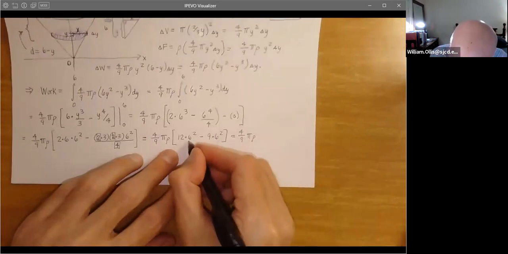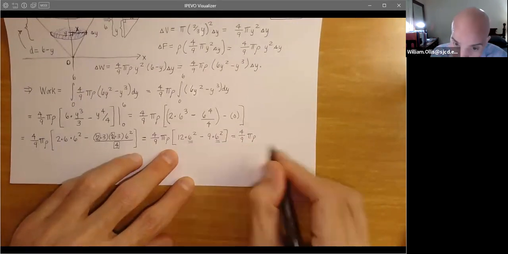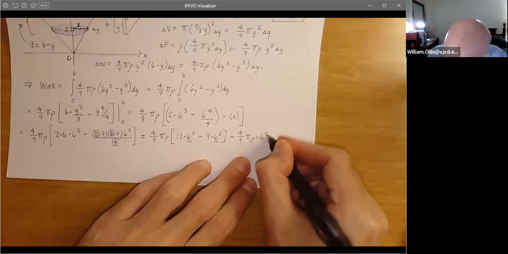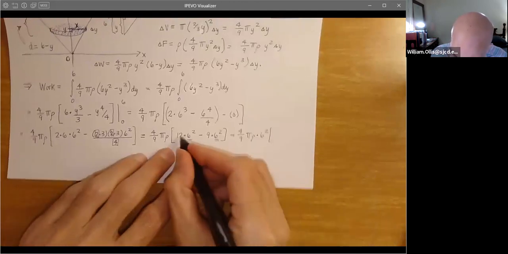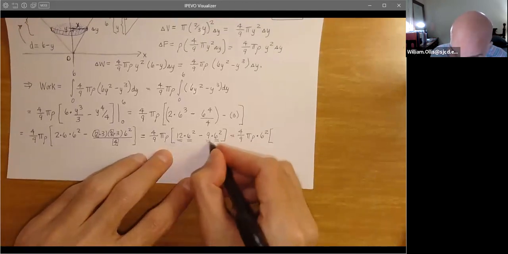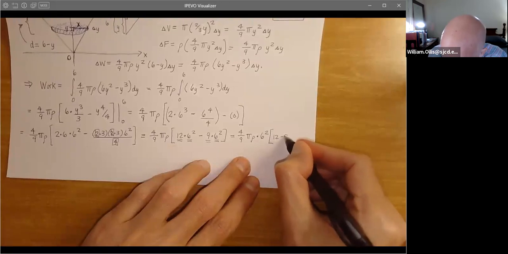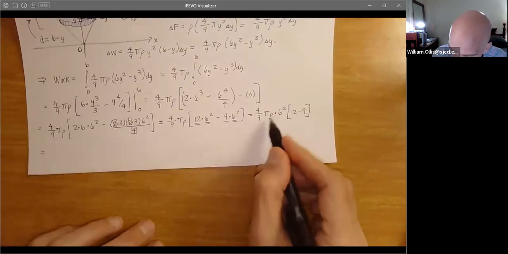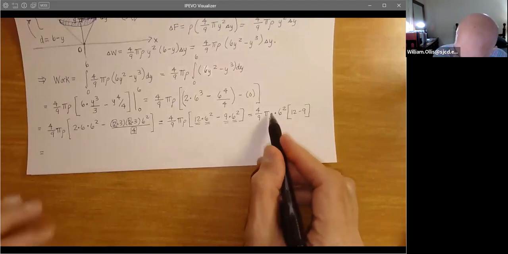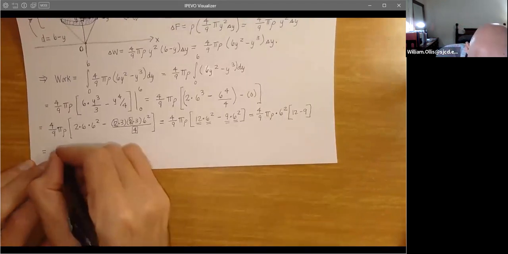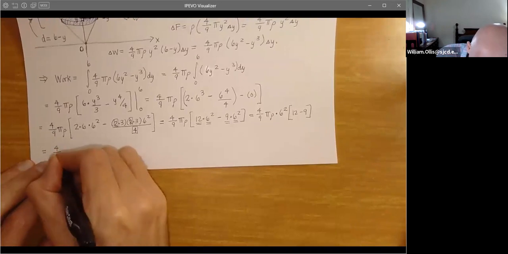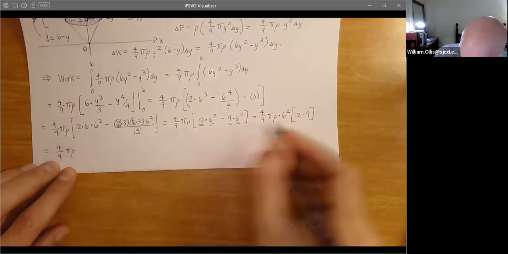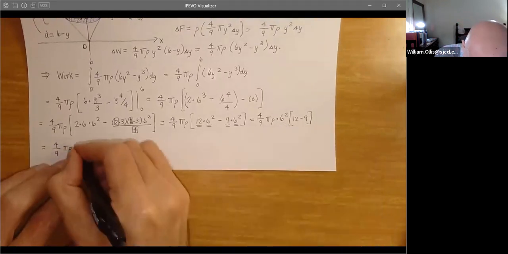And now you can see the way I factored this, we get rid of the 6 squared. So we have times 6 squared. And that leaves behind the 12 and the 9. So all the fractions are going south, and we have no problem with that. So now notice we've got 4/9 pi rho. And then, of course, the 6 squared is just 9 times 4.